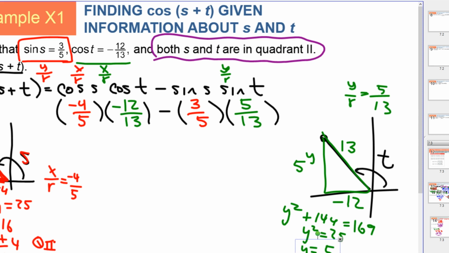Okay? The rest of this is just cleaning up your fractions. I'm multiplying fractions, so multiply the top, that's 48 over 65. Multiply these fractions, 15 over 65. Put it together, 48 minus 15, that's 33 over 65.